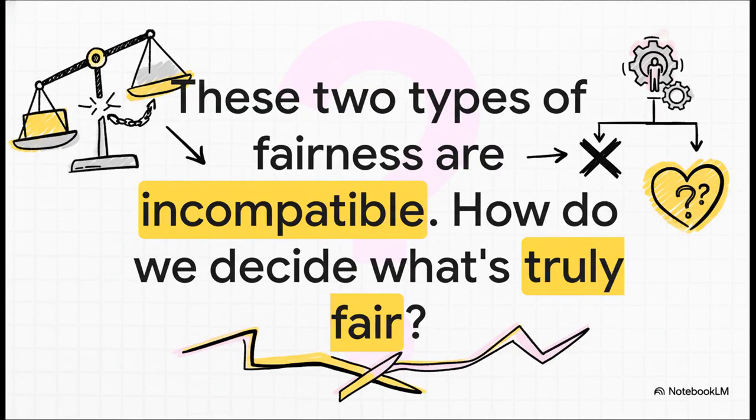And here is the profound, massive challenge. Researchers have proven mathematically that, except in some very rare cases, you can't have both of these at the same time. These two common-sense, intuitive ideas of fairness are fundamentally at odds. If you build a system to be fair in one way, it will almost certainly be unfair in the other.